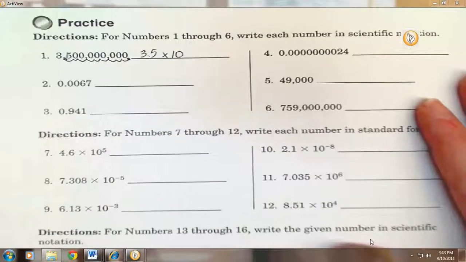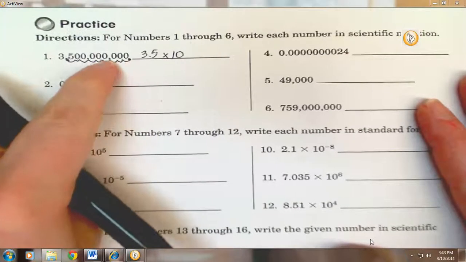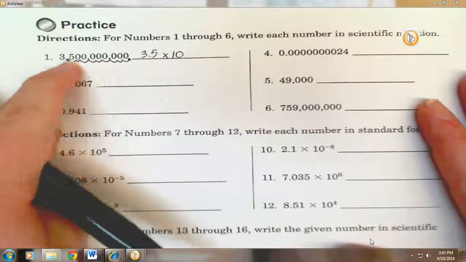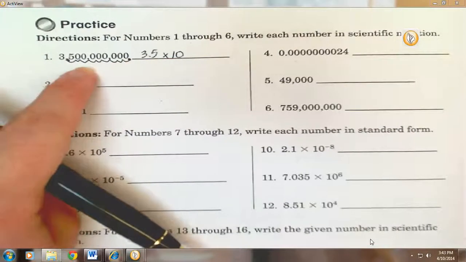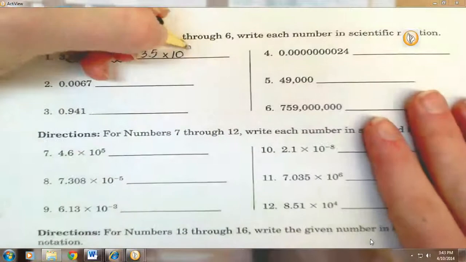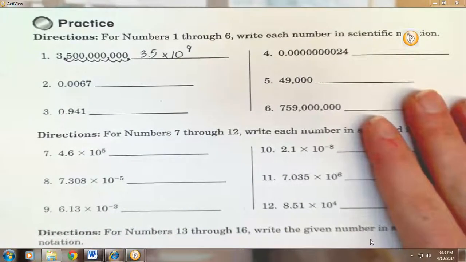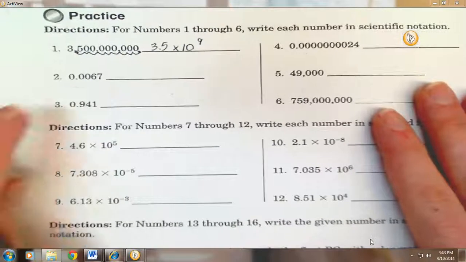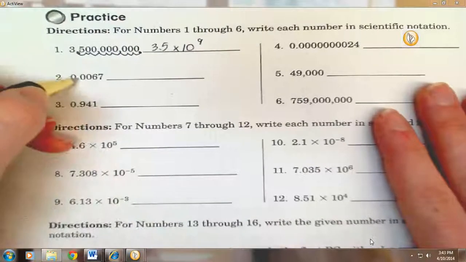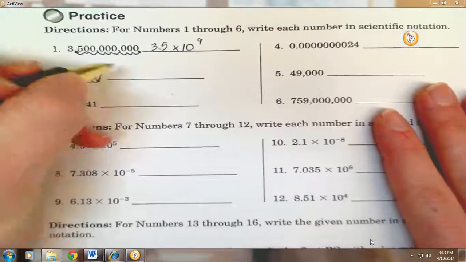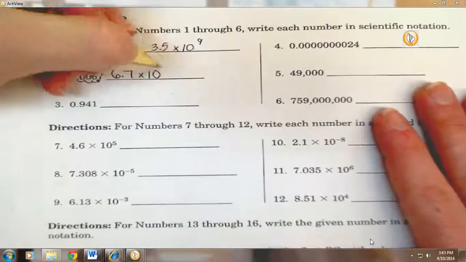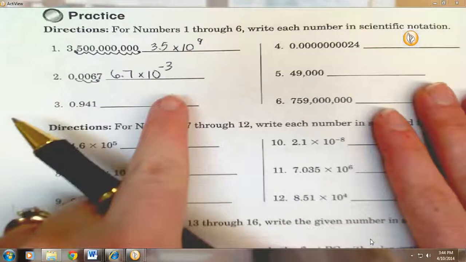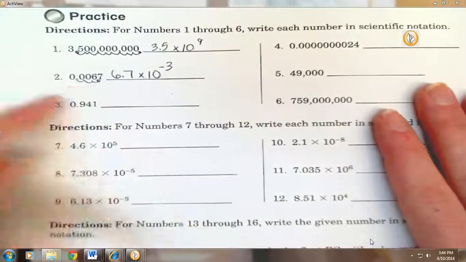times 10 to what power? Well, how many places did we move that decimal? Well, 3, 6, 9 places. In class, we said if this is a really big number, as it is, then our exponent is going to be a positive number. It's going to be a positive 9. If you look at number 2, that's a really small number. So when we move our decimal, 1, 2, 3, we have 6.7 times 10 to the negative 3 power. And again, this time it's negative because we have a very small number.